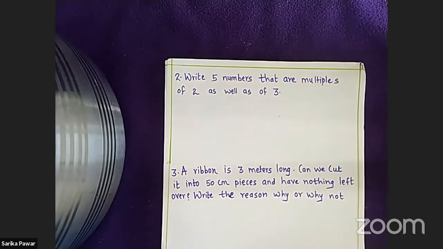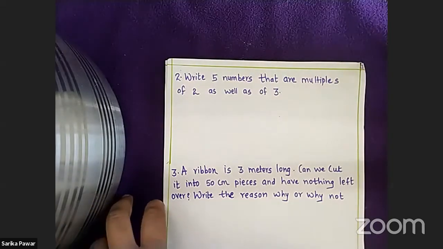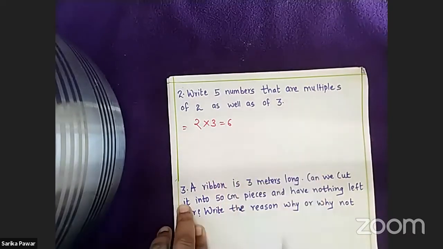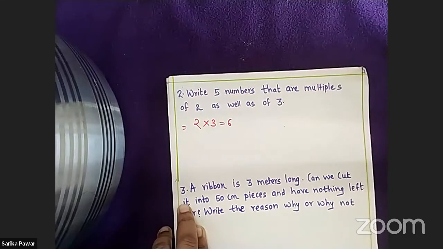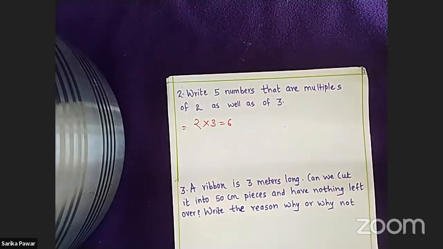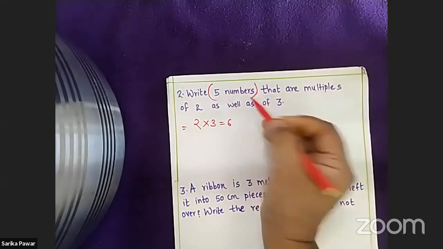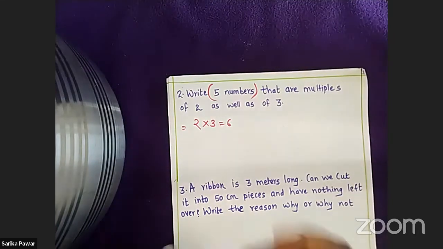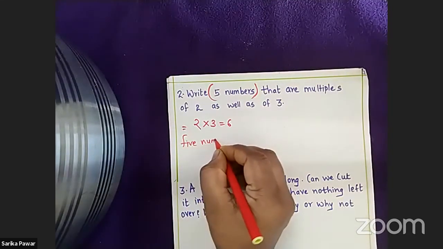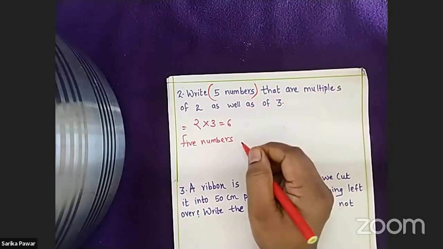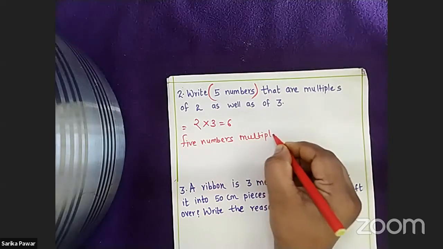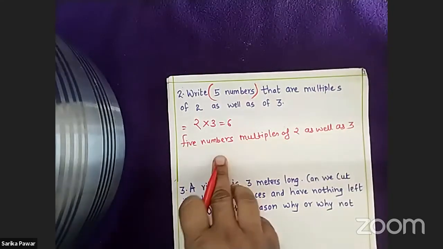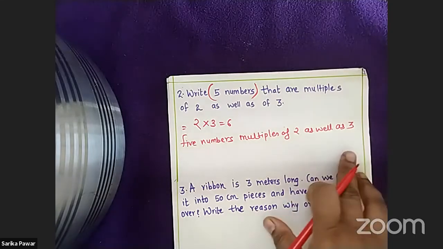See, what do we have to do? Write numbers that are multiples of 2 as well as 3. 2 multiplied by 3 is equal to 6. So we want 5 numbers. How do we find 5 numbers that are multiples of 2 as well as multiples of 3?